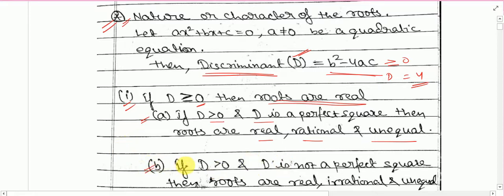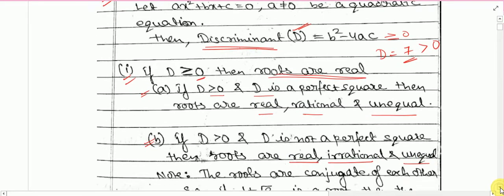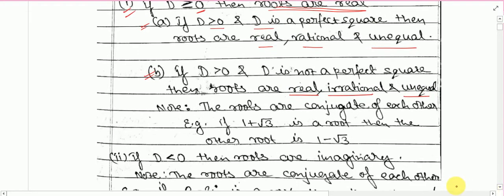If D is greater than 0 but D is not a perfect square, say your D is coming equal to 7, it's greater than 0 but not a perfect square, so in that case the roots are going to be real, irrational and unequal. And those roots are conjugate of each other.